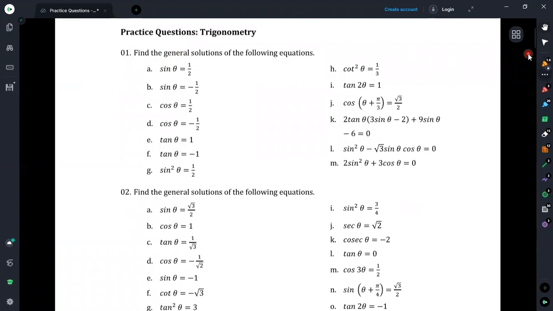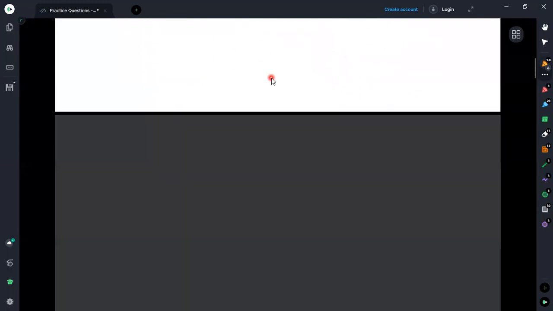I will discuss part A, part B, C, D, I, L, N. Okay, here in the first question, we are asked to find the general solutions for the following equations.